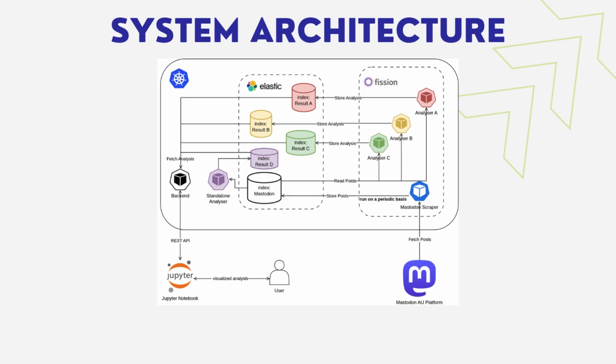Next, we have several serverless functions, Analyzer A, B, and C, deployed using Fission. Each analyzer performs a different kind of text or metadata analysis, and their outputs are stored in separate Elasticsearch indices. We also include a standalone analyzer, which is used for one-off or ad hoc analysis tasks and stores results into result D. A backend service is responsible for aggregating these analysis results and exporting them through a RESTful API.